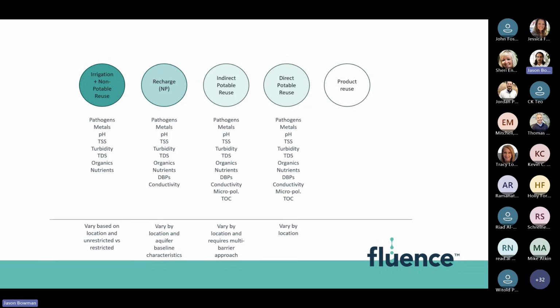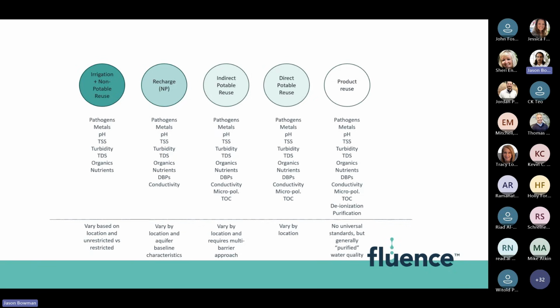Where we initially started with basic pathogen and solids reduction, we now have dissolved solids that we have to think about. We have conductivity, we have disinfection byproducts. And as we move into the more extreme cases like that of potable and product makeup, there's a consideration for micropollutants and even purification. So while these may sound challenging, this is performed every day, day in, day out, in hundreds, if not thousands of facilities.